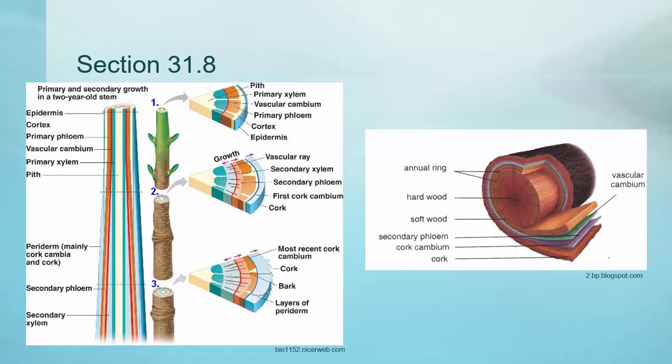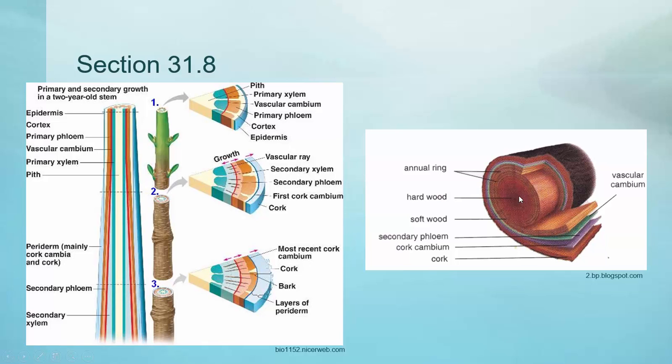Everything outside the cork, those dead layers outside the cork, is what we call the bark. It's everything outside the external vascular cambium, and it's mostly made out of secondary phloem, cork cambium and cork cells. Again, it's very tough, very strong, made out of dead cells, and it's there to protect all of the younger functioning cells underneath.